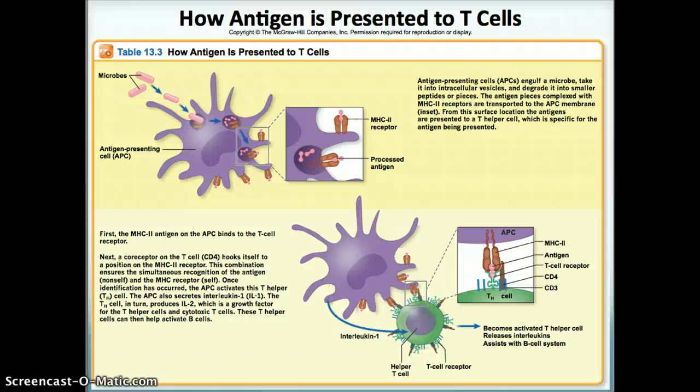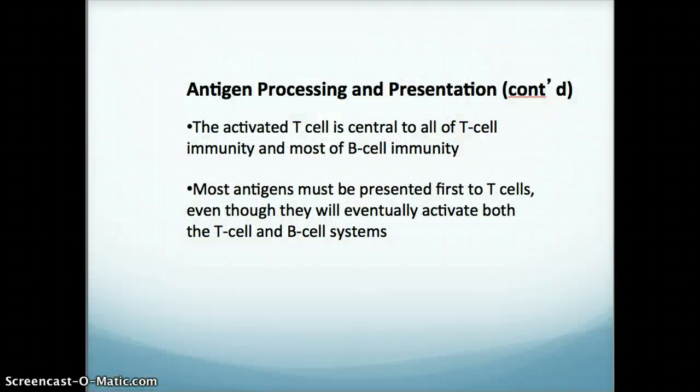These T helper cells can then go on to help activate the B cells, and you can see that over here once it's been stimulated. So with this antigen processing and presentation, the activated T cell is going to be central to all of the T cell immunity and most of B cell immunity. It's going to be that catalyst to get those two immunities moving.